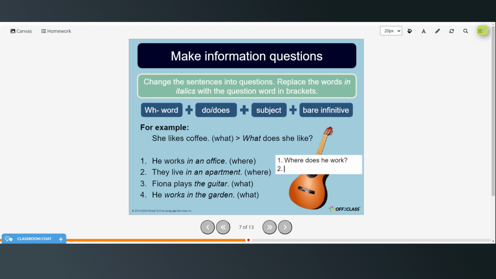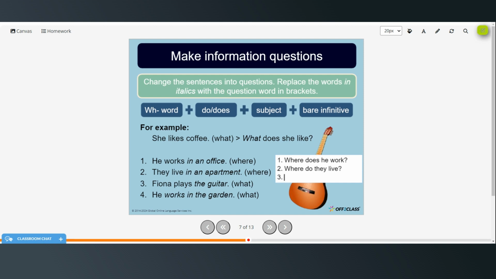Number two, they live in an apartment. In an apartment is going to be replaced by the WH word where. So it would be where do they live?